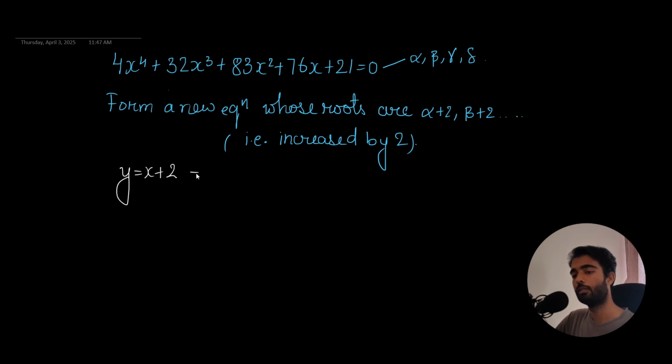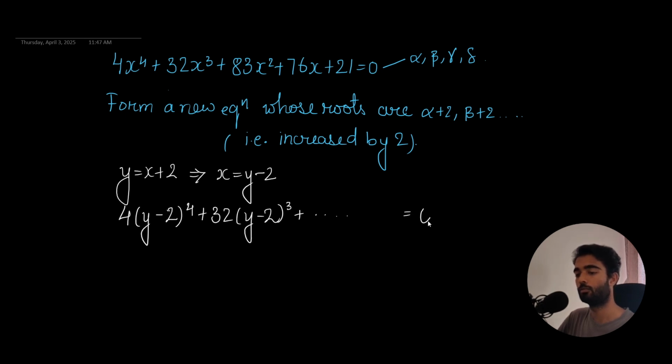Now we can substitute this back in the equation in the form of x equals y minus 2, and we are going to get something like this, and so on. This looks really simple to do, but it's going to be really calculation intensive, and we are not inclined to do such calculations here. We are going to get something of this form: a0 y to the power 4 plus a1 y to the power 3 plus a2 y squared, and so on.